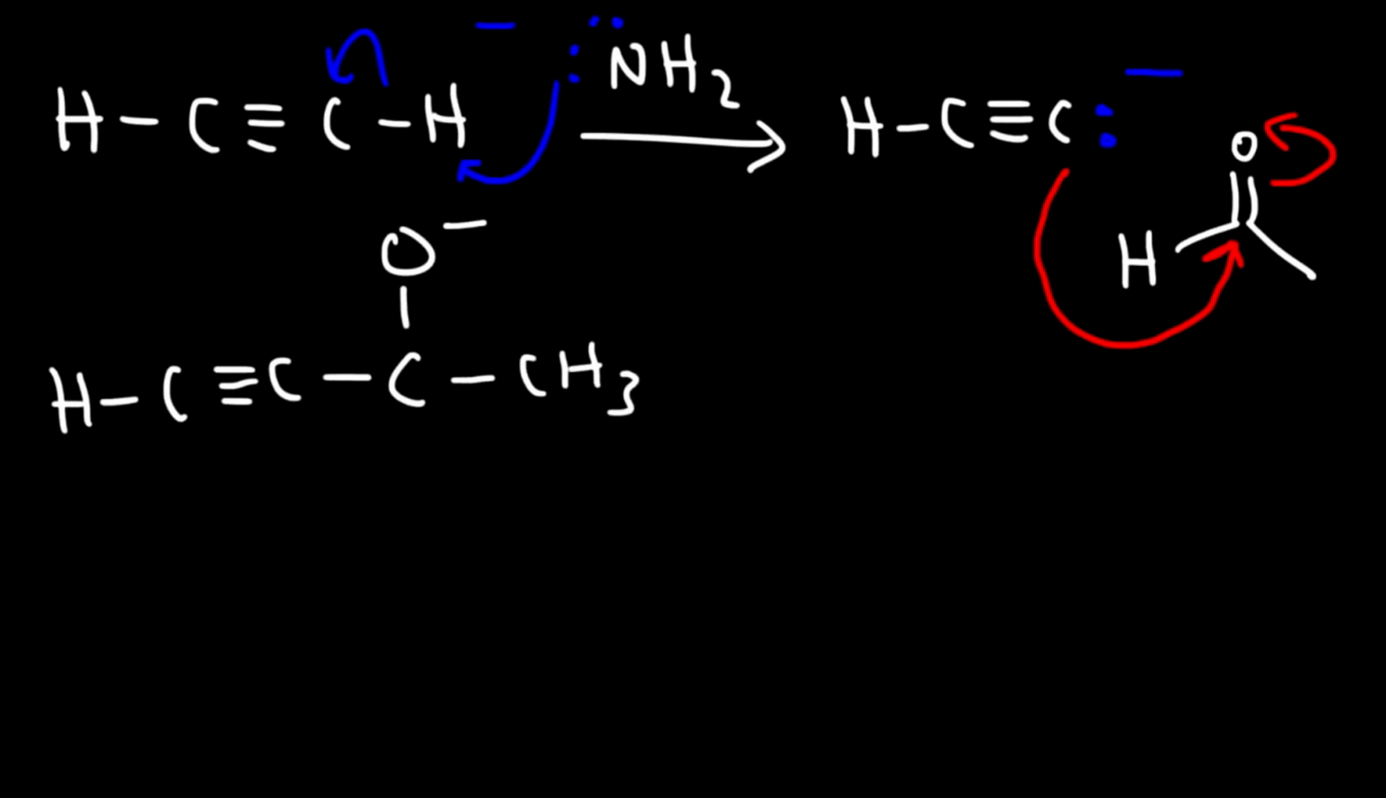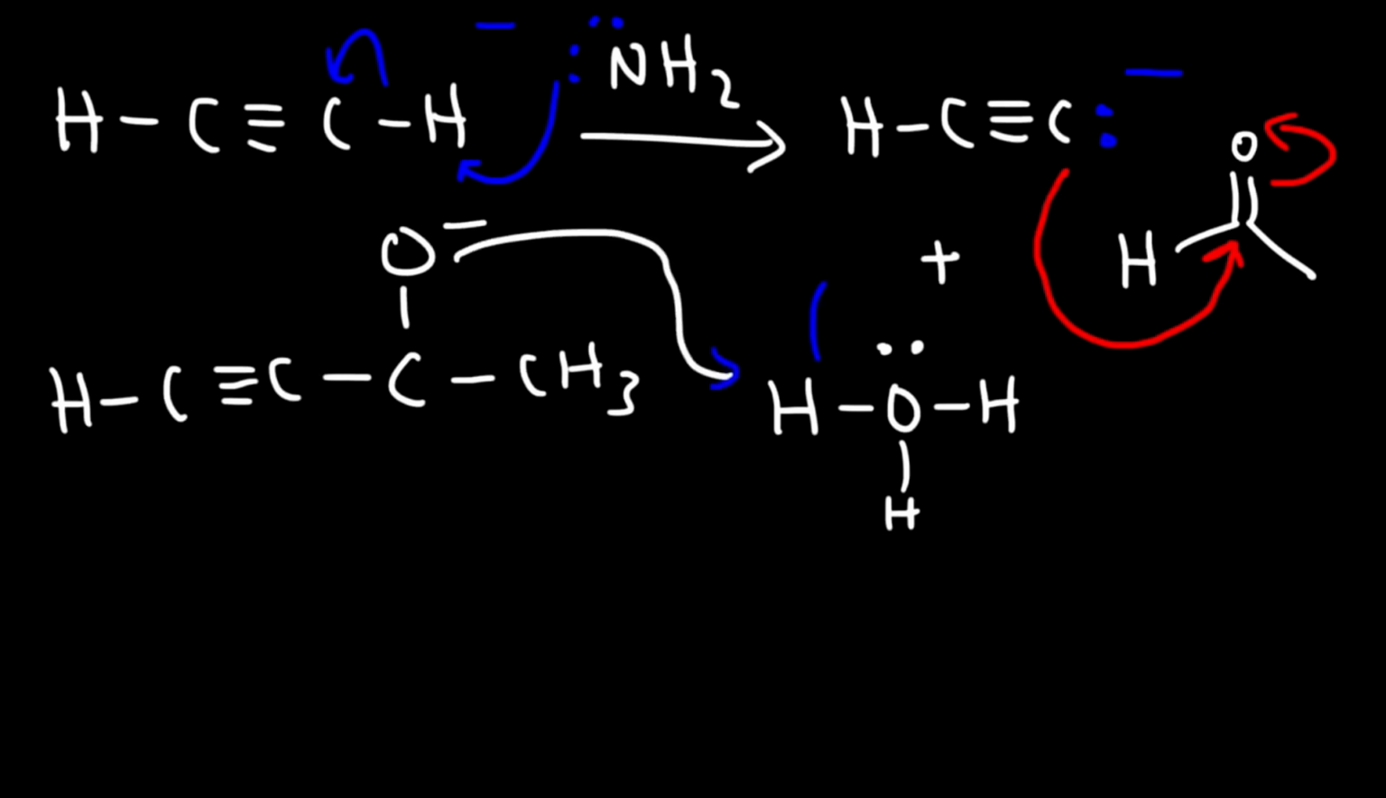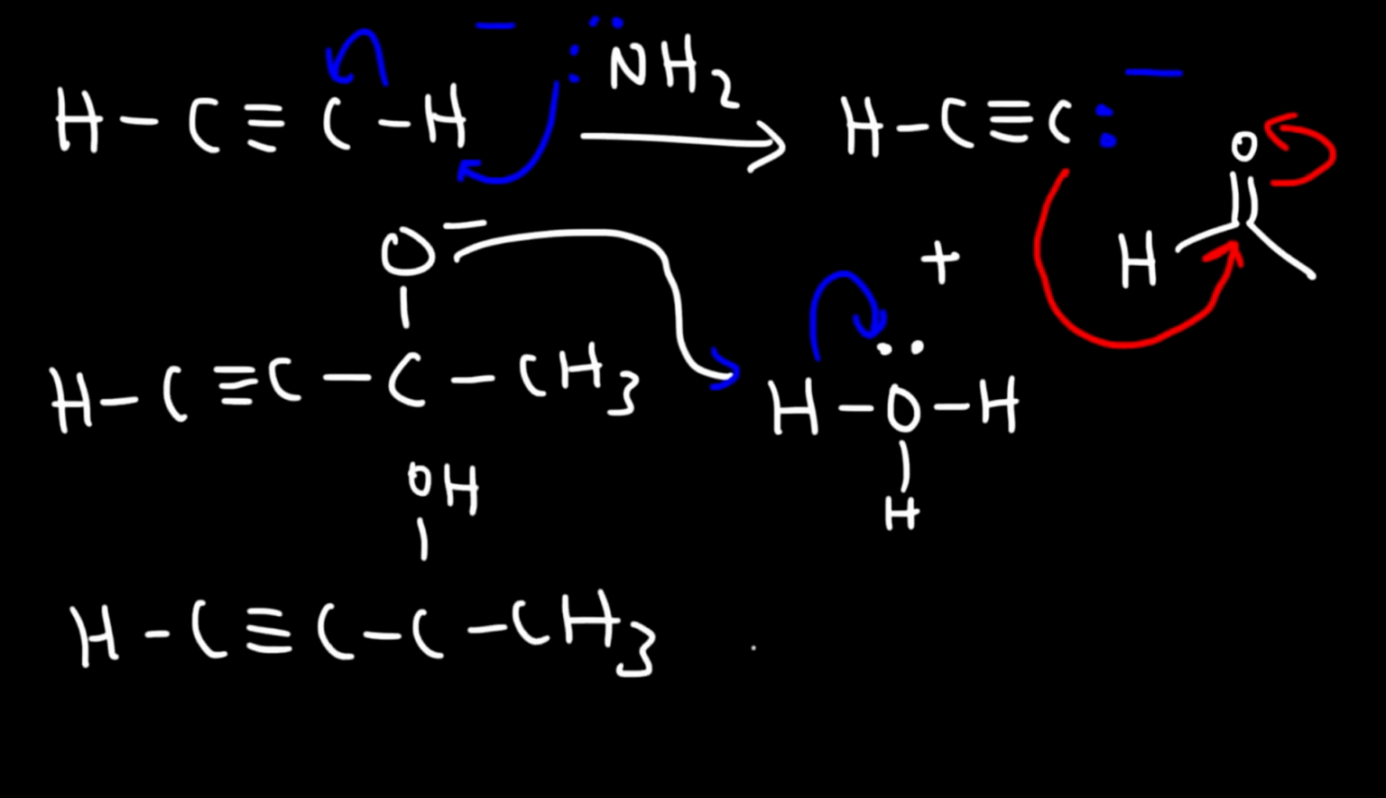So now what do you think I need to do at this point? At this point, I can react this ion with a dilute solution of basically water and acid. So this will take off the hydrogen, turn it into an alcohol. And then at this point, if I want to, I can use hydrogen gas with palladium over carbon to reduce the alkyne into an alkane.